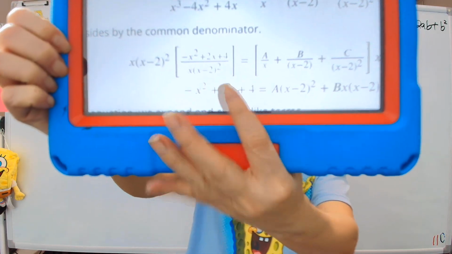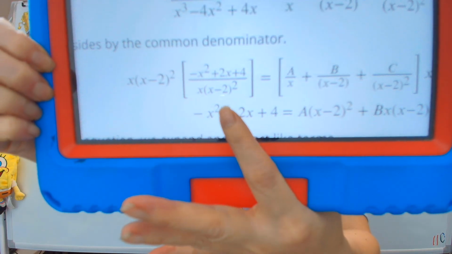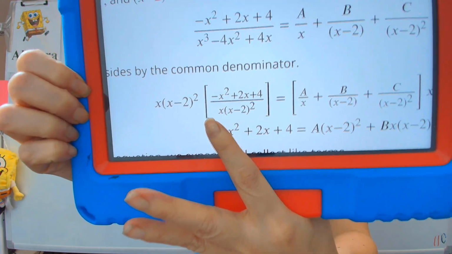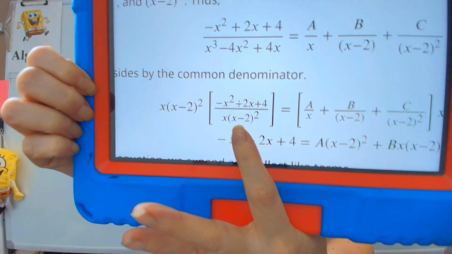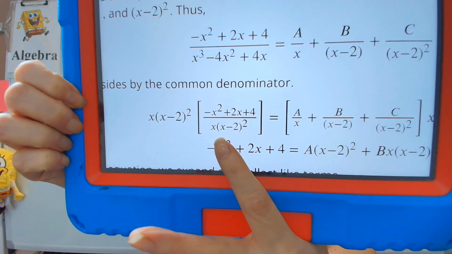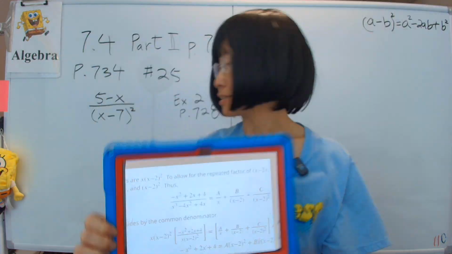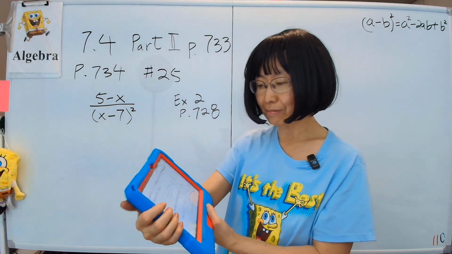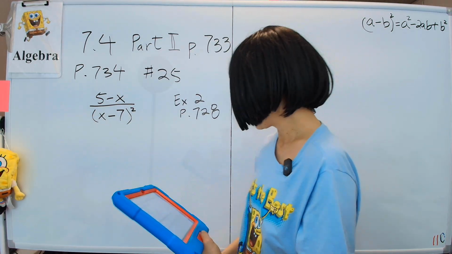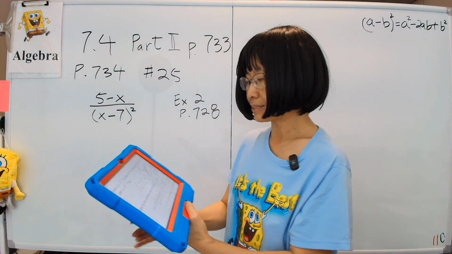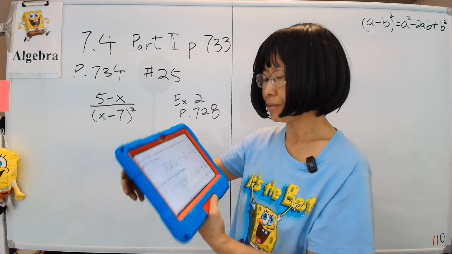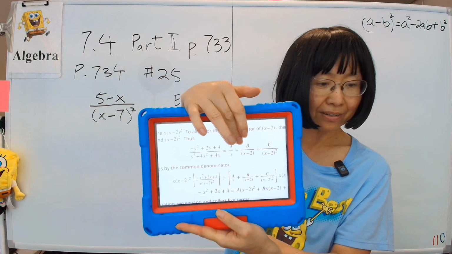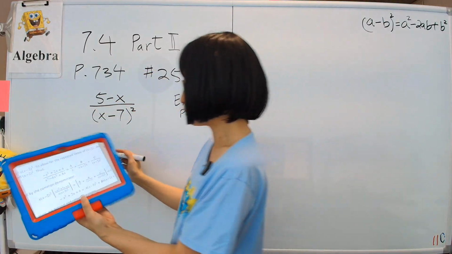Specifically, on page 728, the denominator is the only thing we really care about. On the denominator there's an x, and then there's an x minus 2 squared. So besides the squared, there's also an x. In this case, we don't have an x, which means we don't have to pay attention to that part. So we ignore the a part and only write down the b and c.